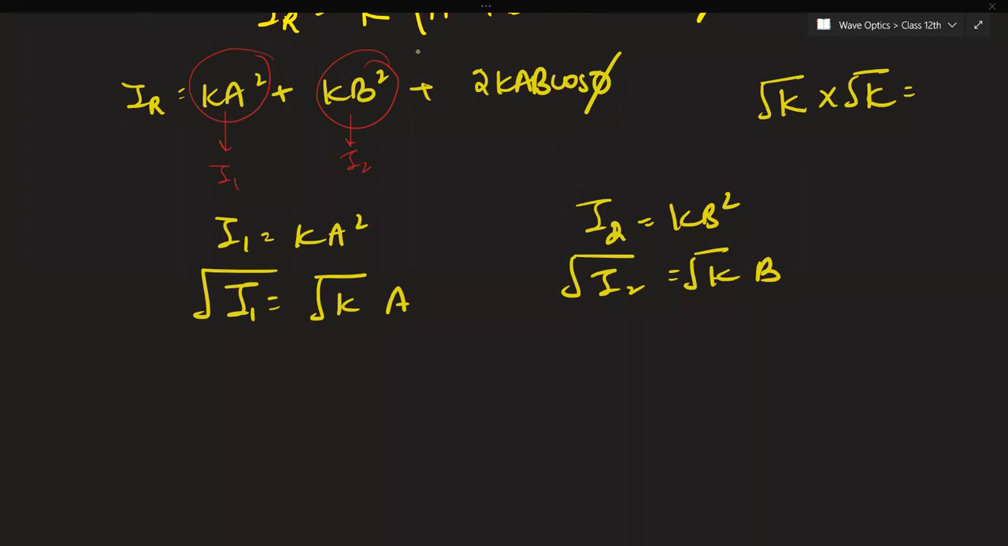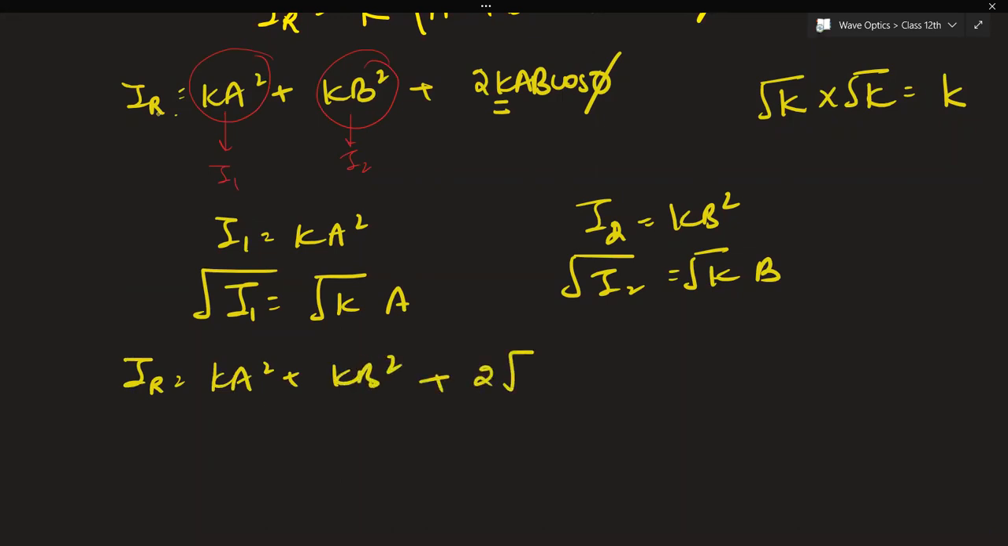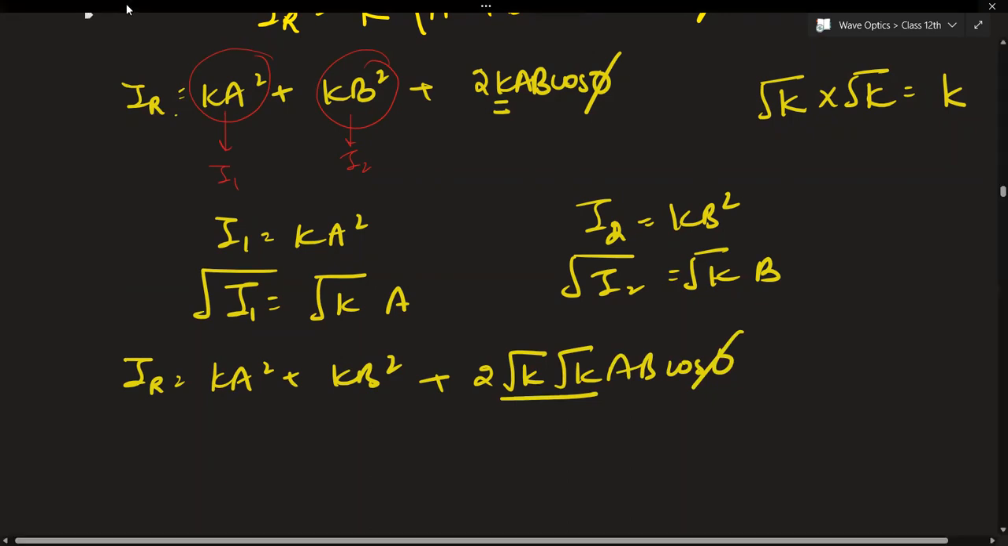K. It will be K. Yes, Raja. So see, I can do one thing. I can substitute this K as Ka square I had, Kb square I had, plus 2 under root K into under root K, AB cos phi. There is no difference. I can write K as root K into root K. Now see class from here.